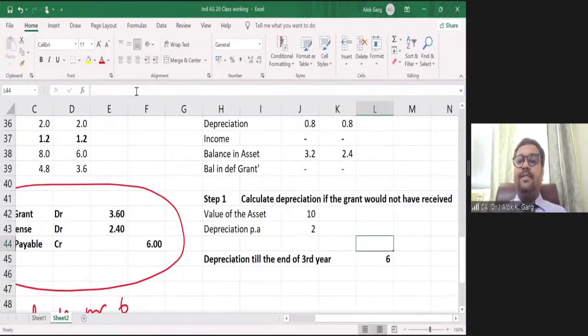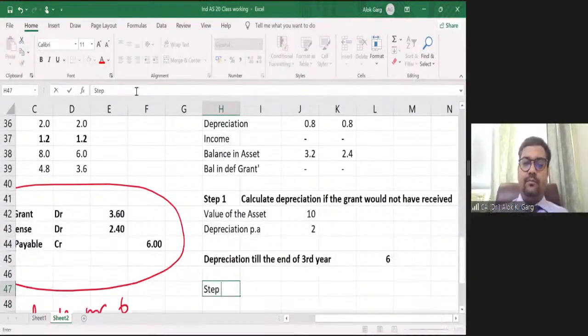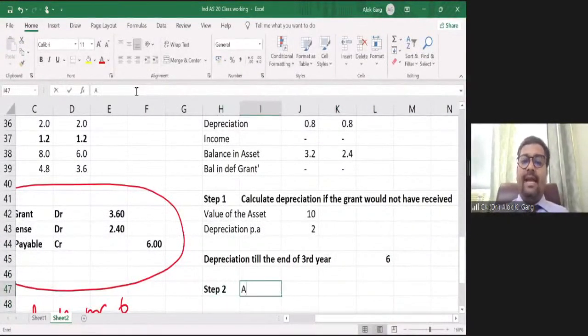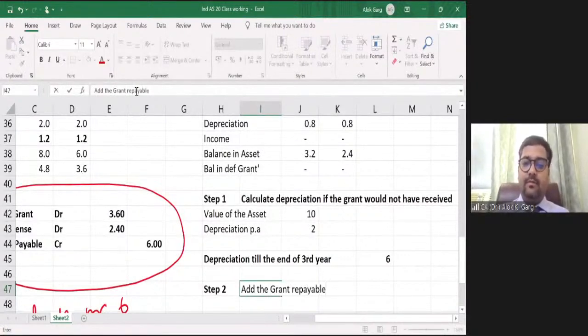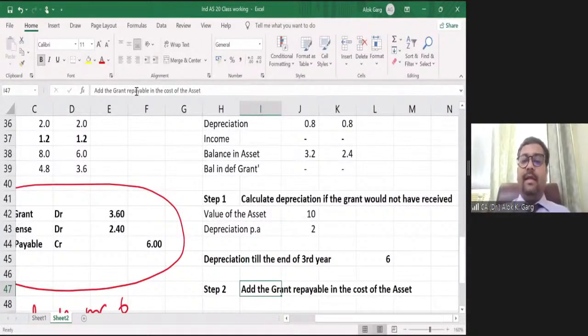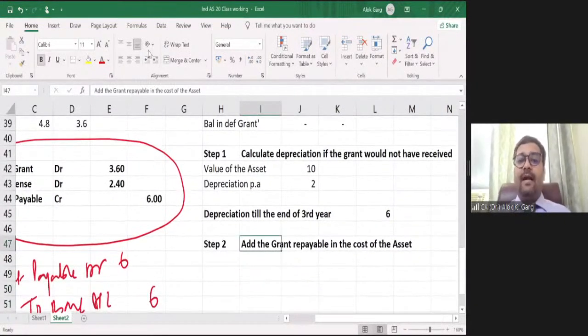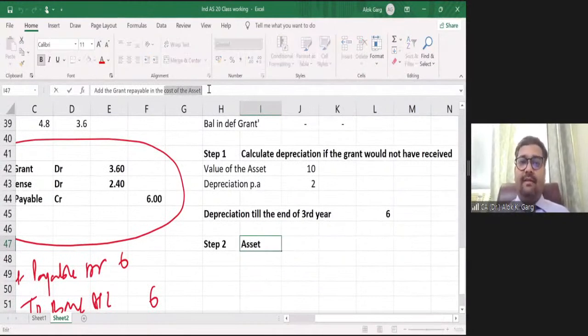Step 2. Add the grant repayable in the cost of the asset. So we need to add the repayable grant in the cost of the asset. So guys, add the grant repayable in the carrying value of the asset, in the carrying amount of the asset.